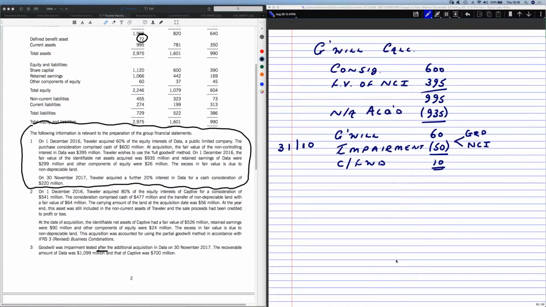Now, if we go back to the reality of the question, the impairment, let's say still 50, occurs on the 30th of November, after the transfer of 20% from the NCI to the group. So the allocation of the impairment charge is not going to be 60-40, but 80-20. That's the point, and it's purely based on reading the question properly and identifying the principle, which is that impairments occur at a point in time. Profits are accruing over time, but an impairment calculation occurs at a point in time, and that point in time is after the increased ownership for Traveller of the 20%.